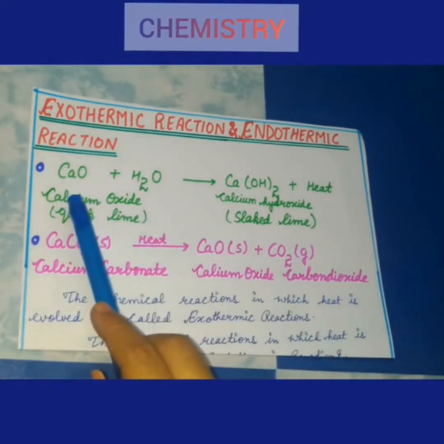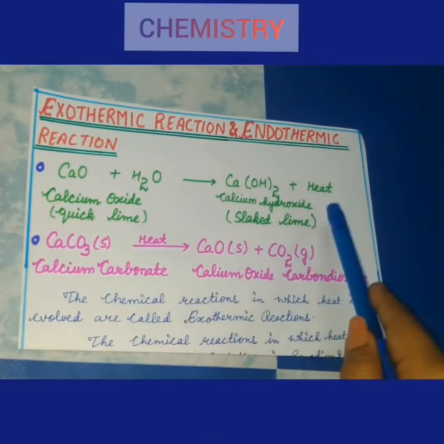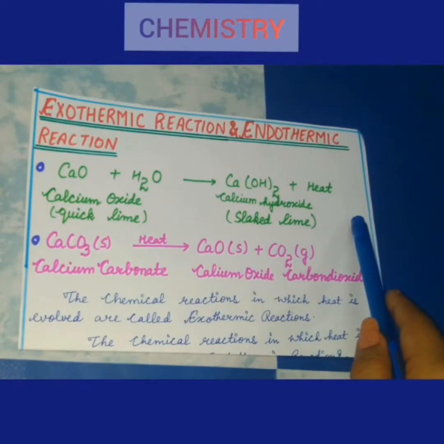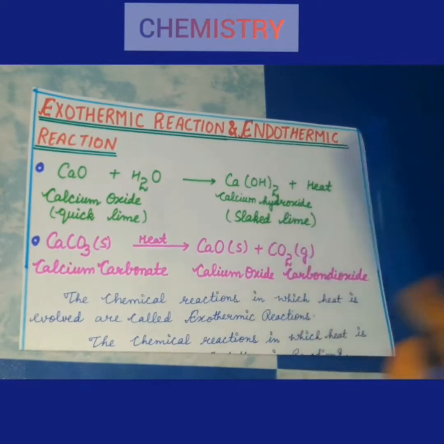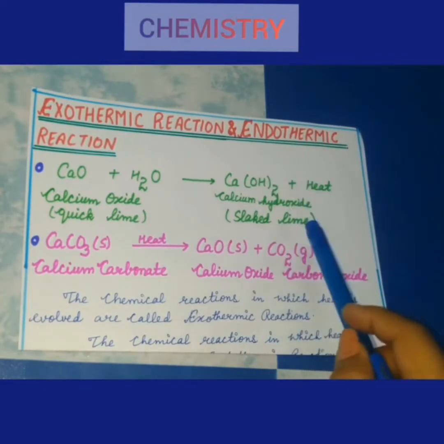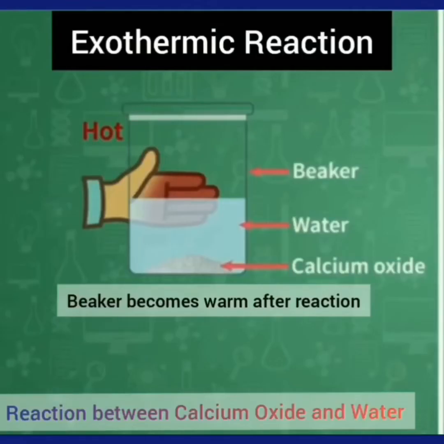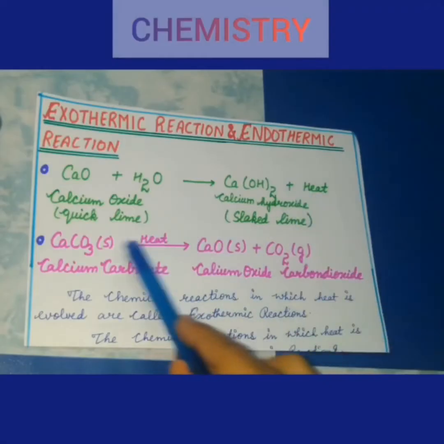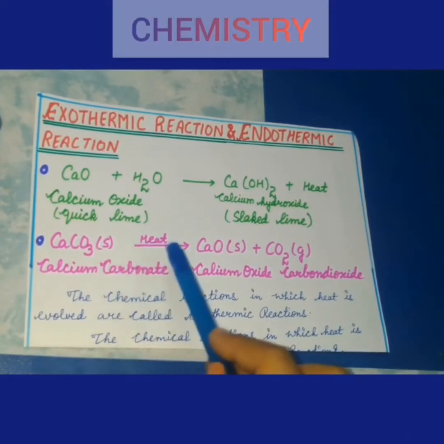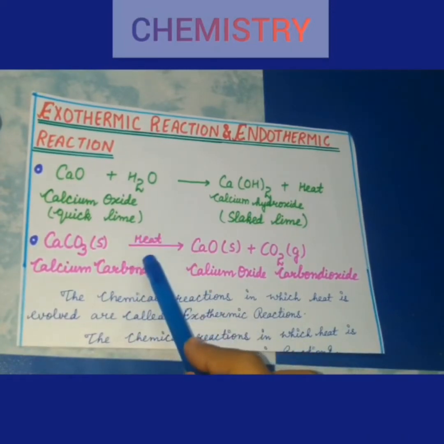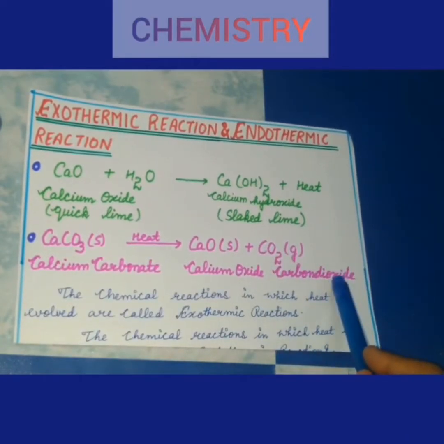Students, in this reaction, calcium oxide reacts with water to form calcium hydroxide and heat is evolved in this reaction. But students, how do we come to know that heat is evolved in this reaction? Because the beaker in which the reaction is performed becomes warm. While in this reaction, calcium carbonate, CaCO3, to decompose absorbs heat to form calcium oxide and carbon dioxide.